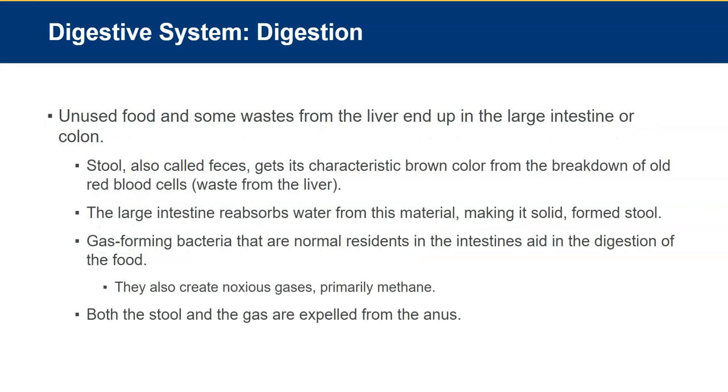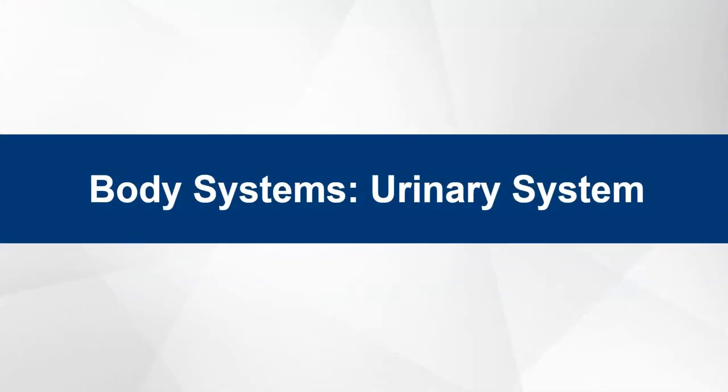Now, unused food and wastes then collect in the large intestine after the small intestine has done its job of nutrient absorption. And the large intestine further does a job of not just collecting waste, but reabsorbing water from that material, allowing it to become solid and make for more easy elimination, I suppose you could say.